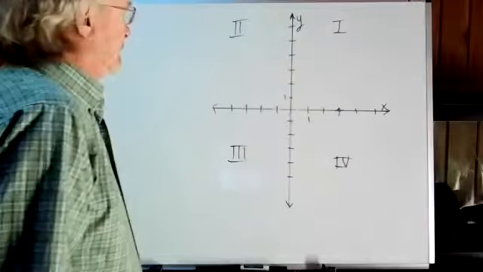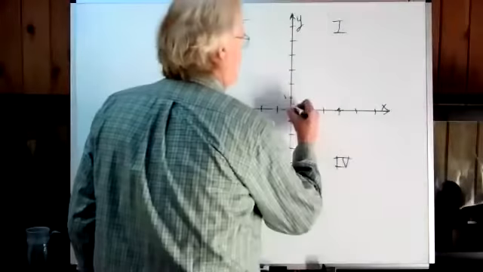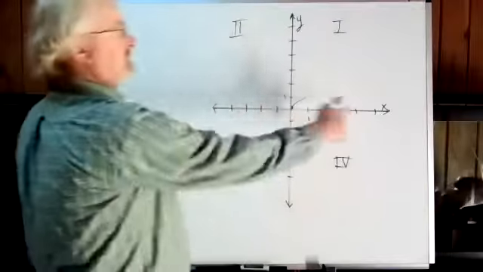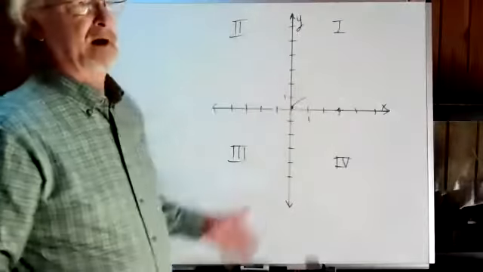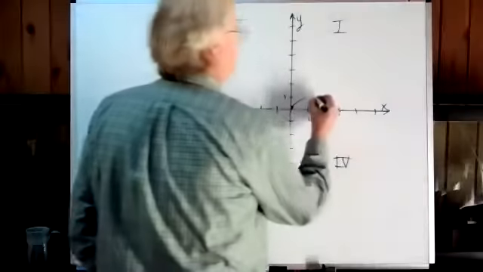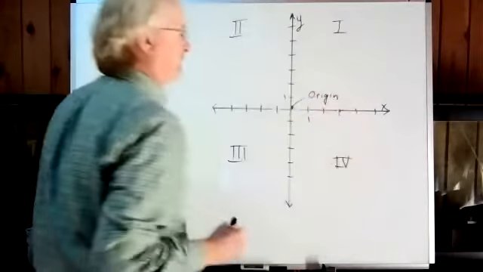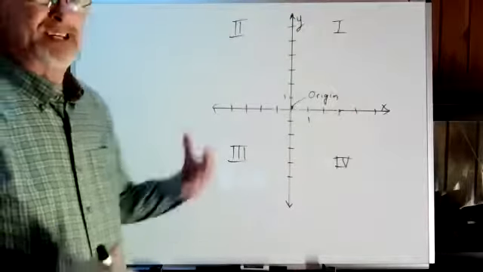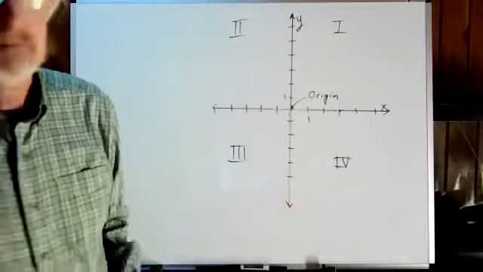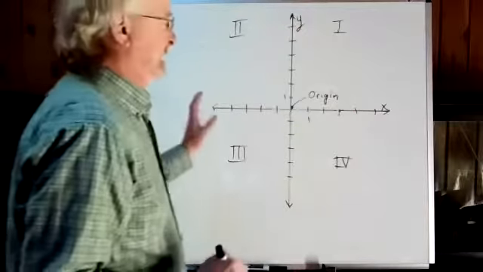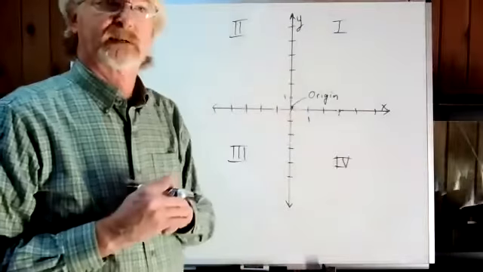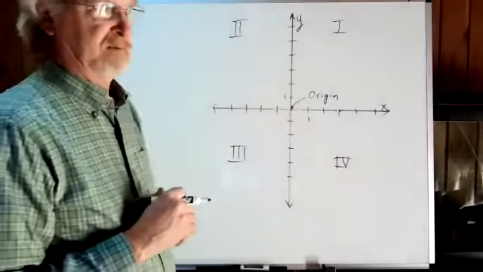All right. Now this point right here was 0 in the x direction and 0 in the y direction. We call it the origin. It's where we start. And every position in the plane has an x value that corresponds to it and a y value that corresponds to it.